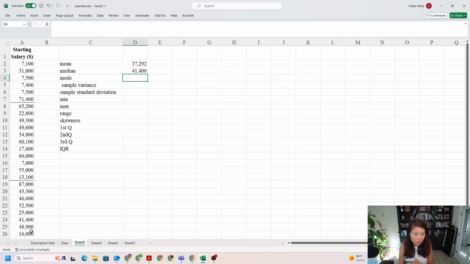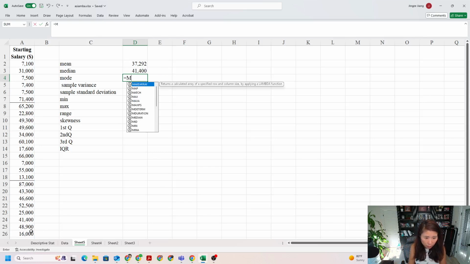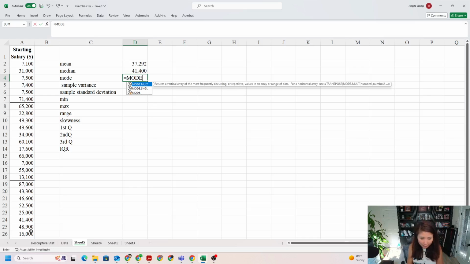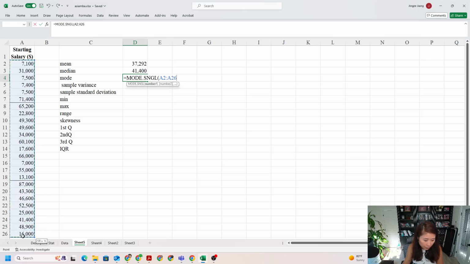Okay, mean, median, how about mode? For mode, we use one mode, since we feel it's more valuable versus multi-mode. So we're only looking for one mode. We will type M-O-D-E. As you notice, we have two options. MULT means you're looking for multimodal, but here we only use the single, looking for one mode. So we will type .SNGL, parentheses, and I will select my data set.